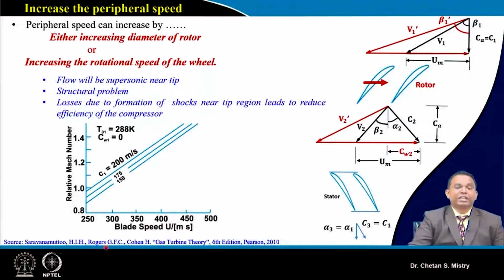Here in this case, this is a representation. If we are increasing our blade speed for a particular absolute velocity, our relative Mach number is going to be increased. That means when we opt for a higher peripheral speed, we need to go with a higher Mach number. There is no alternative to that. Now we need to find the solution for such kind of problem. Let's move on to the second option.